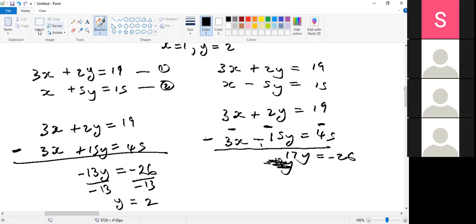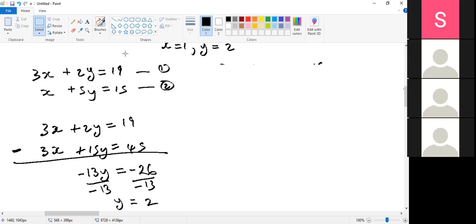Okay. So at the end of the day, it's whichever one you're most comfortable with. Both will give you the right answer. You just have to focus and make sure that you don't make the mistake.